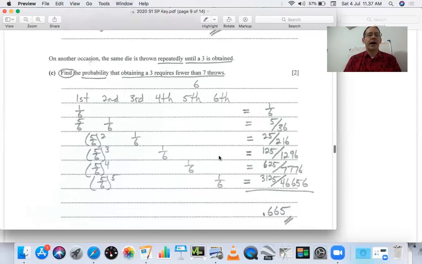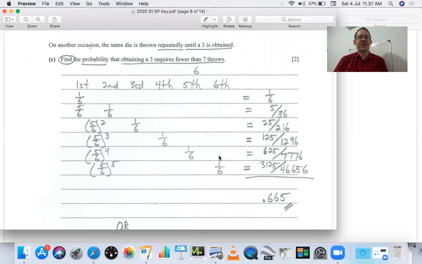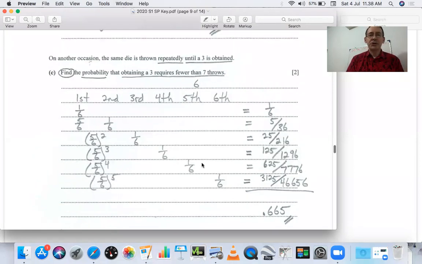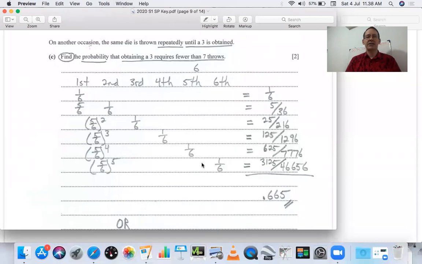Okay, on another occasion, the same die is thrown repeatedly until a 3 is obtained. This is your new content. I didn't write new here, I probably should have, but this is your new content for the 2020 syllabus. This is the geometric.